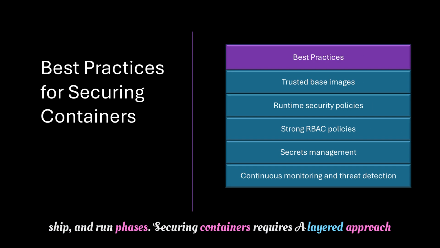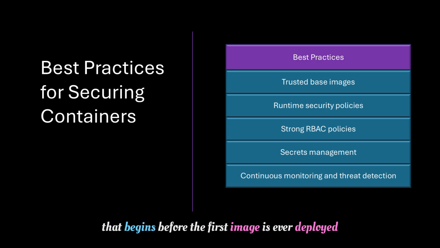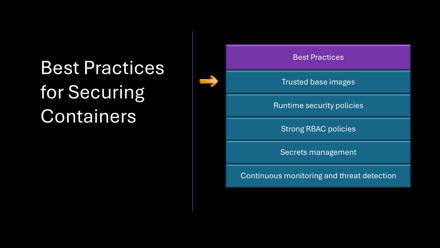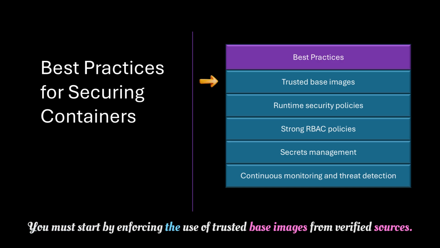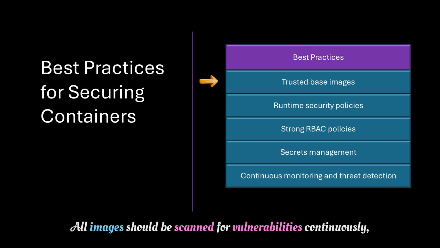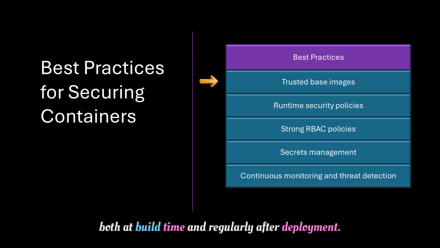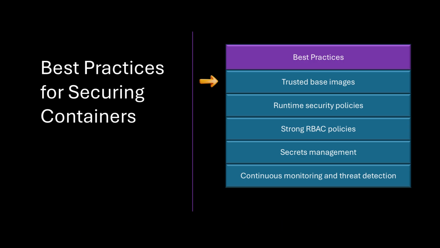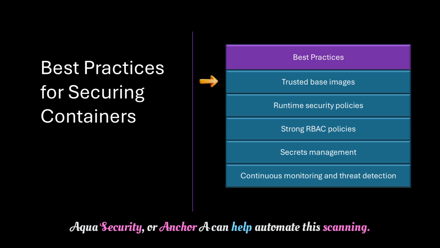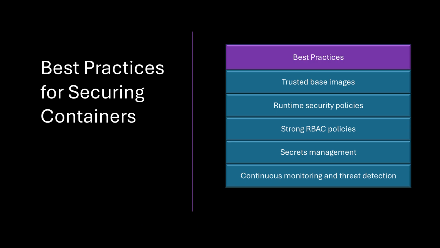Securing containers requires a layered approach that begins before the first image is ever deployed and continues through the entire application lifecycle. You must start by enforcing the use of trusted base images from verified sources. All images should be scanned for vulnerabilities continuously, both at build time and regularly after deployment. Tools like Microsoft Defender for Containers, Aqua Security, or Anchore can help automate this scanning.